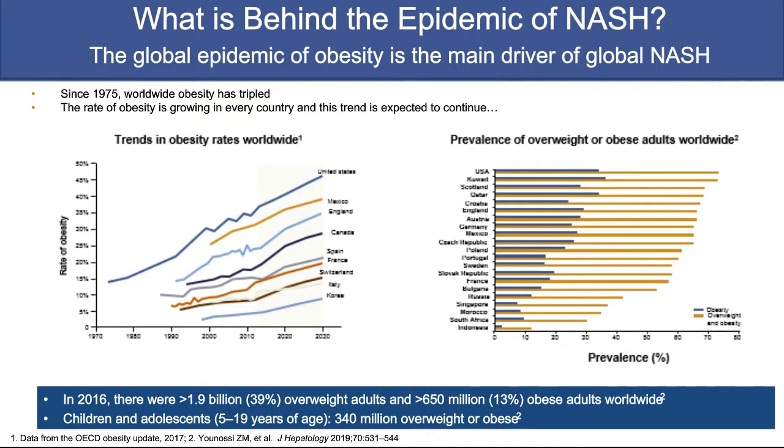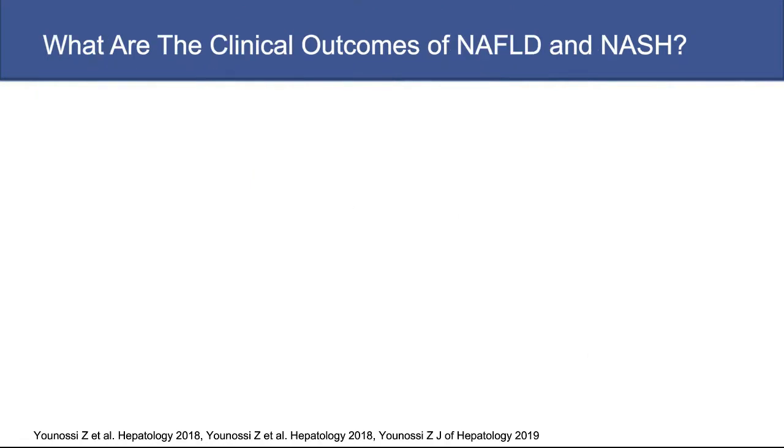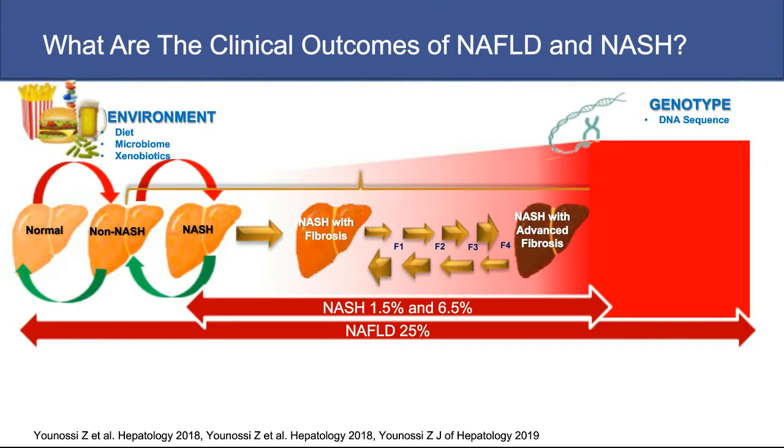When you look at the burden of non-alcoholic fatty liver disease, of course, one is how common it is. The second piece is how progressive it is. So as you can see in this slide, there is a progressiveness of NAFLD that goes from non-NASH to NASH in different stages of fibrosis and then, of course, cirrhosis.